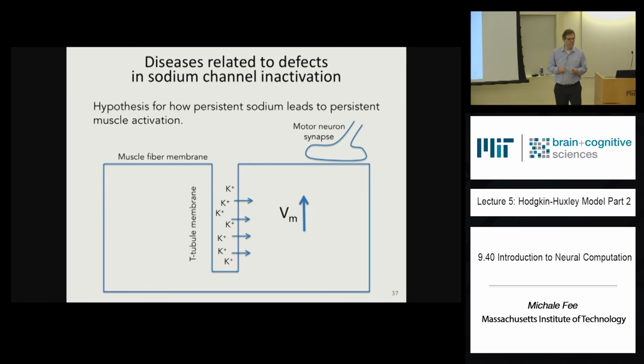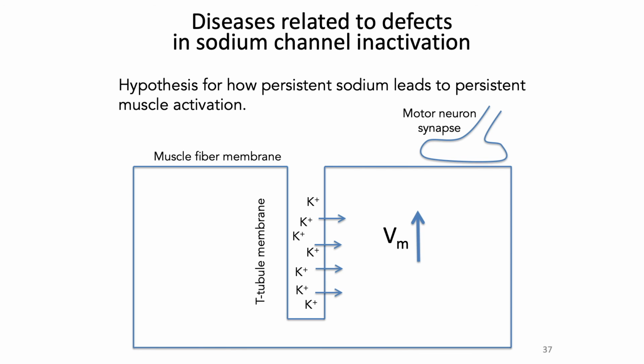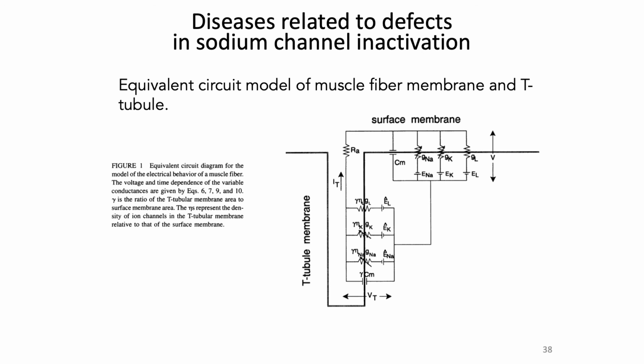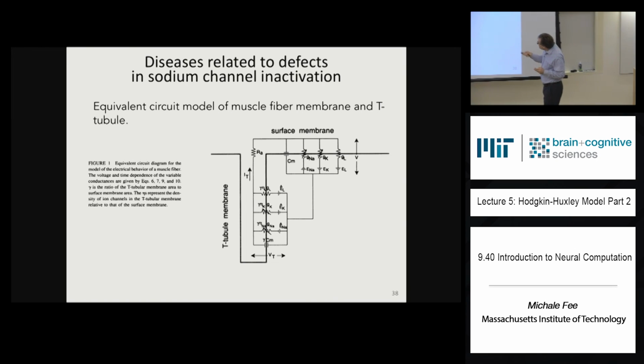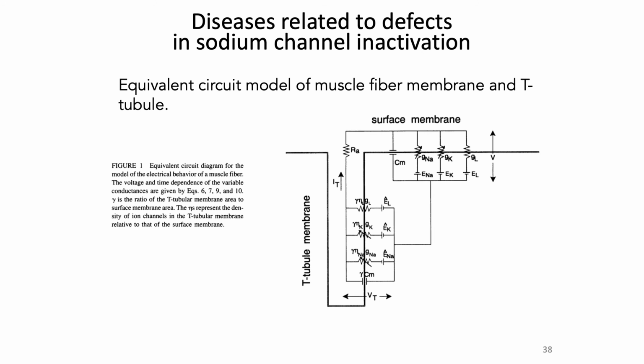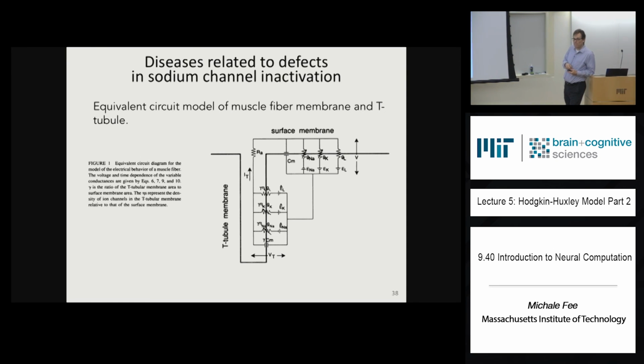And that's what David Corey and Cannon did. They took this picture and developed a model for what that looks like, and started with just the Hodgkin-Huxley model. Here's Hodgkin-Huxley. That's what we've been using all along. They added another little compartment that represents the conductances and the batteries associated with the membrane in the T-tubule. And notice there's an EK here. What does EK depend on?